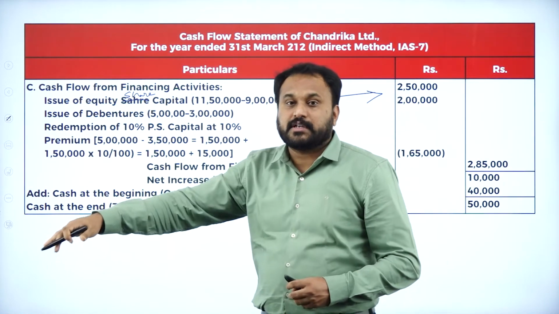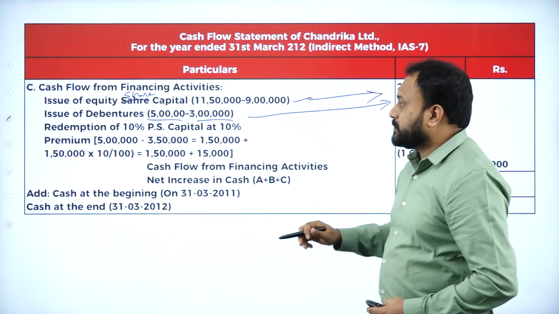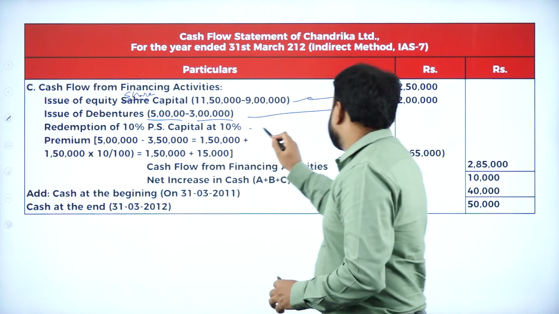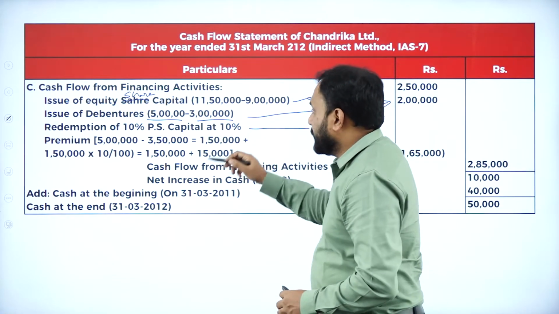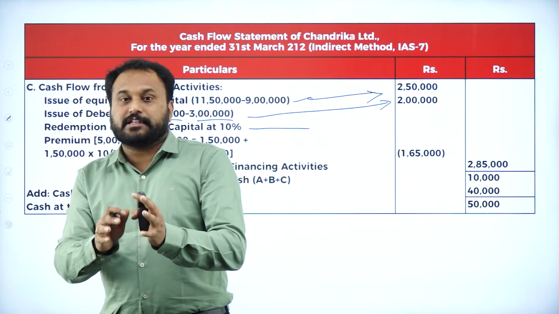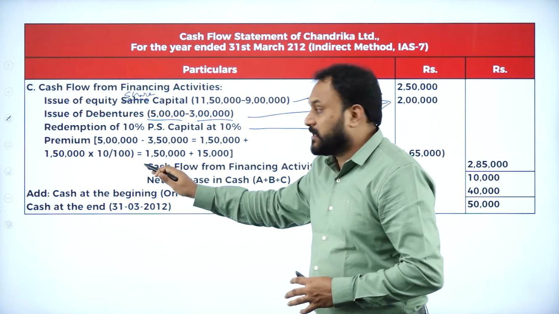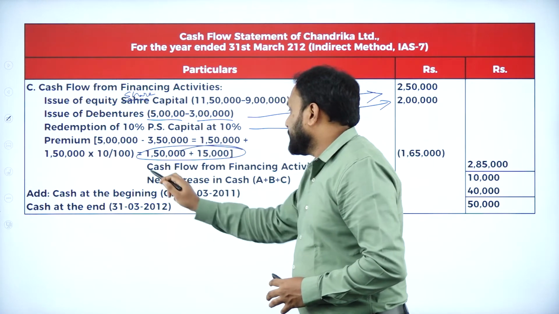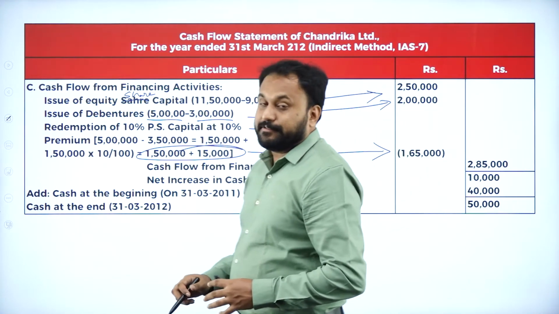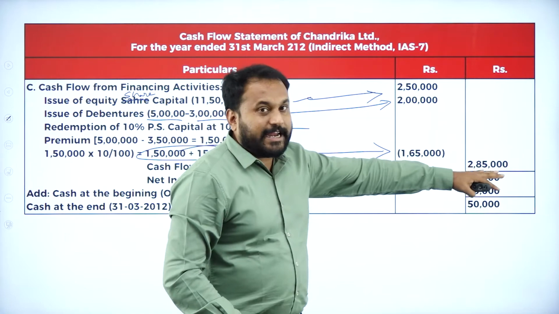Then the issue of debentures. Again, go back to the question. 5 lakh minus 3 lakh, that is what we have got as 2 lakh rupees. Redemption is again there for preference shares, with 10% premium. You are supposed to calculate here: 5 lakh minus 3,50,000 is 1,50,000. 10% of that 1,50,000 is 15,000. So 15,000 plus 1,50,000 is the redemption, 1,65,000 in negative, because we have paid it out. So the total is 2,85,000.